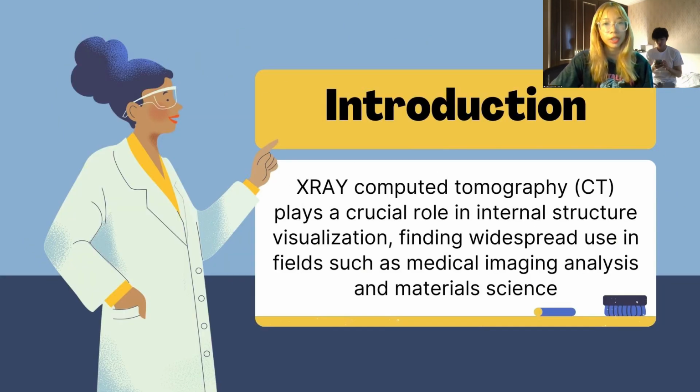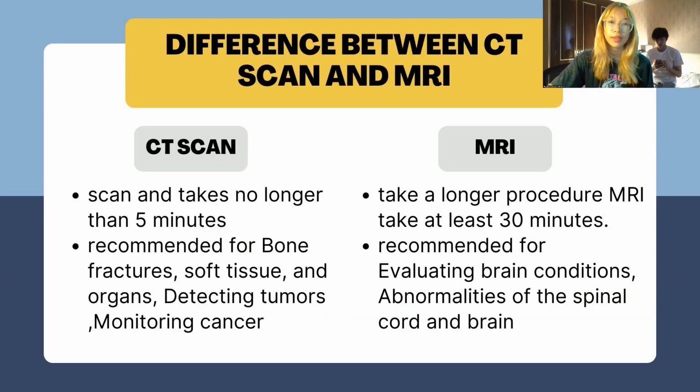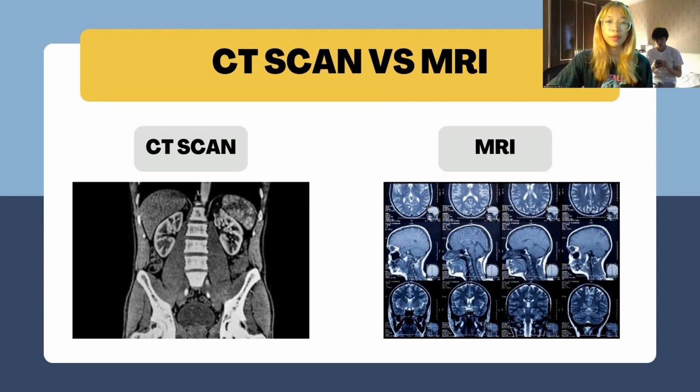For the introduction, the CT scan is widely used in fields such as medical imaging analysis and material science. The difference between CT scan and MRI is about image analysis. The CT scan takes no longer than 5 minutes, but MRI takes at least 30 minutes. Is this a picture of the difference between CT scan and MRI?